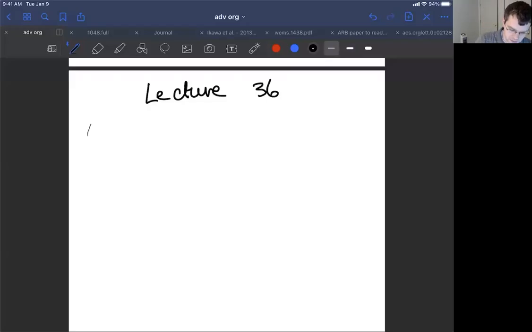So in this lecture, I want to talk about several powerful reactions that involve transition metals. And we're going to start with the Wacker oxidation. The Wacker oxidation allows for the transformation of an alkene into an aldehyde.